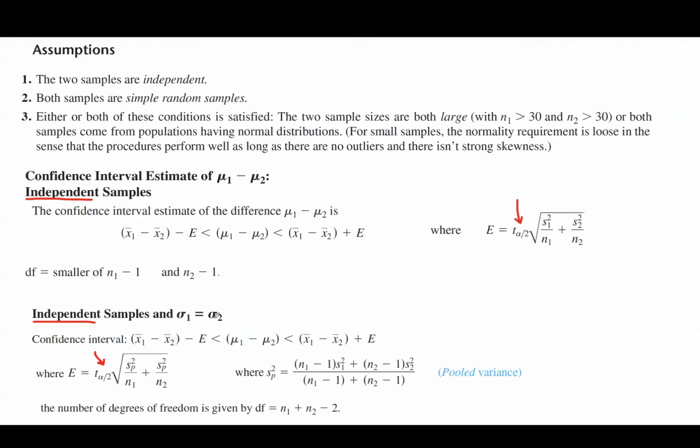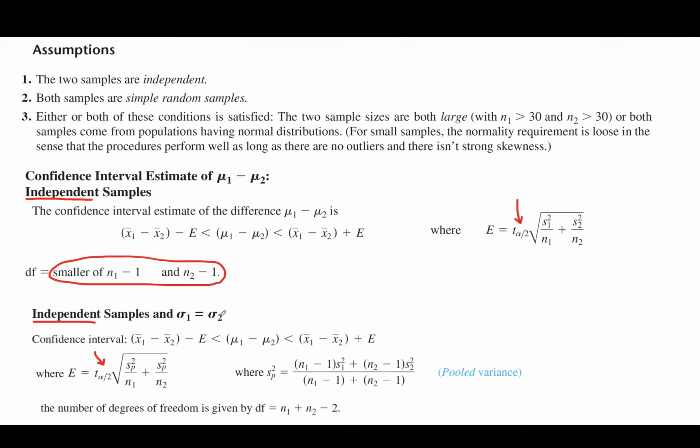So as you can see, I gave you two different formulas. For the first formula, the margin of error is the critical value times the square root of the first sample variance over N1 plus the second sample variance over N2. And the degrees of freedom that you're going to use is the smaller of N1 minus 1 and N2 minus 1.